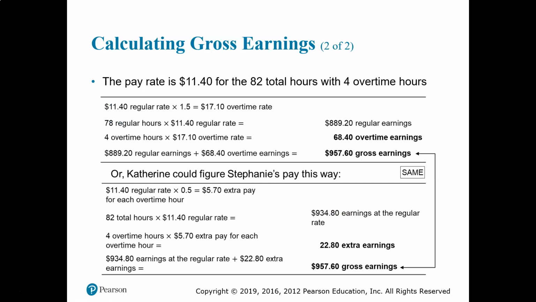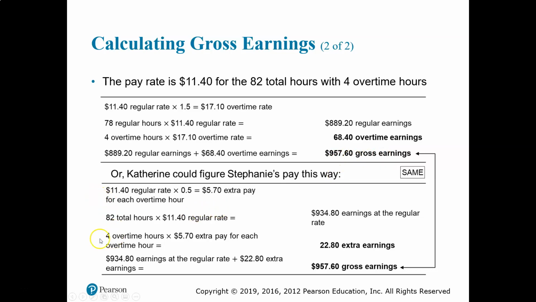So to calculate gross earnings, you take the pay rate times the number of hours worked, with the 4 overtime hours. So the regular rate times 1.5 is your overtime rate. So we got 78 regular hours at the regular rate and 4 hours of overtime at the 17.10 overtime rate. So your regular earnings plus your overtime earnings equals your gross earnings of $957.60.